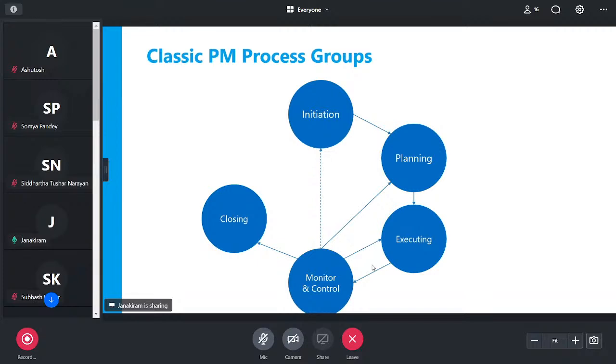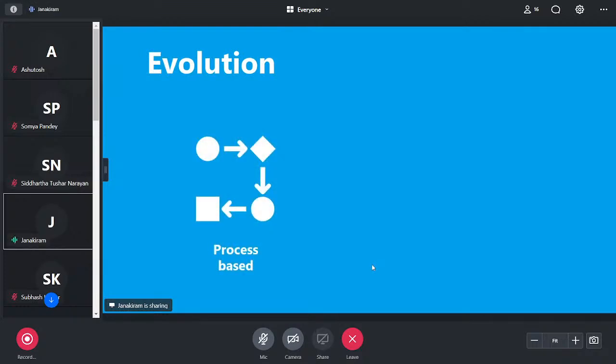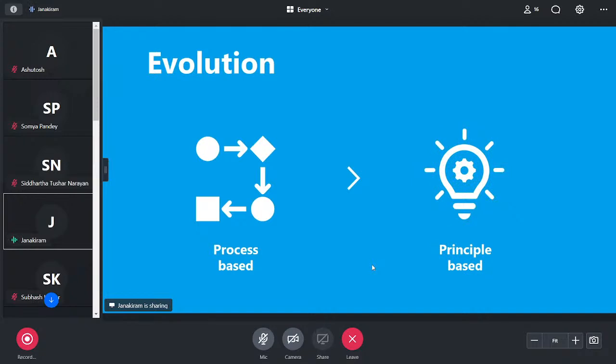Now, where do we go from here? So evolution is from process-based approach towards principle-based. And some of you who are already neck deep into project management might have observed various methodologies that came our way, like your agile methodology, or if you consider scaled agile or scaled scrum. They're all principle-based, right? They're not process-based. So this is for a reason, right?